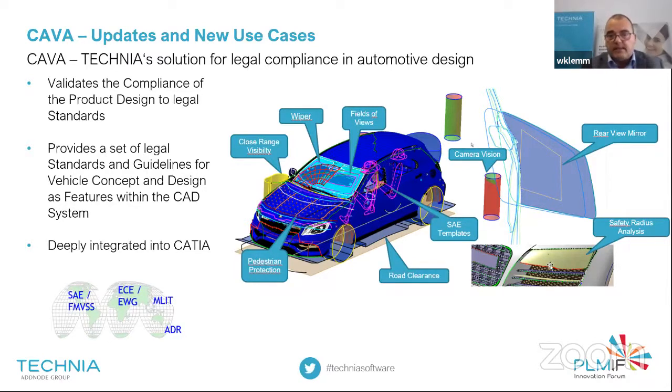You see an example for the pedestrian protection, the markups on the front of a car, or also the vision examples like the fields of view on the windshield or the rear view through the rear view mirror. And we also have camera vision. You also see an example of the mannequin template in the car, which helps you to position mannequins in your car. So that's a short summary of what CAVA is.